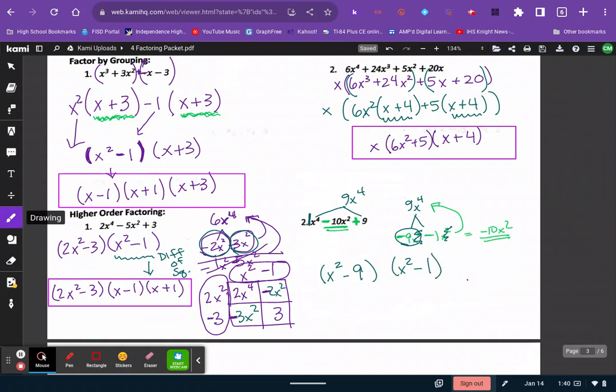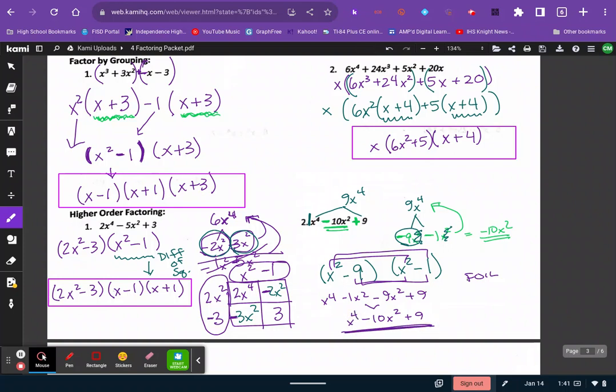All right, let's double check. So I'm going to do a FOIL check here. First, outer, inner, and last, positive 9. Add these two together. Okay, so this is what I had from the beginning. So I know I'm doing good. I know I'm on the right track.